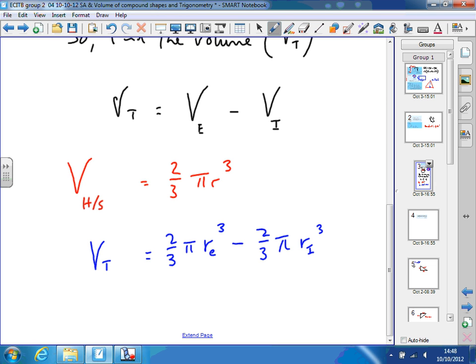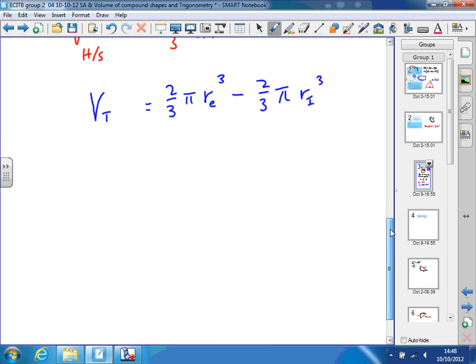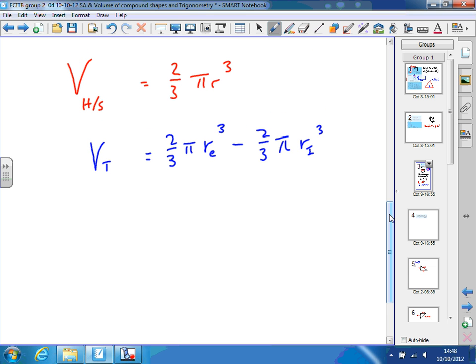Well, we've looked at stuff like this before. If you look at the right-hand side, this expression can be factorised. We can take outside a bracket what's common to both of these. In other words, the total volume is 2/3 pi, because that's common to both, times the external radius cubed minus the internal radius cubed. So I could have done it that way and come up with the answer.